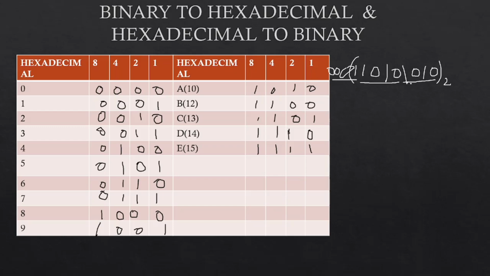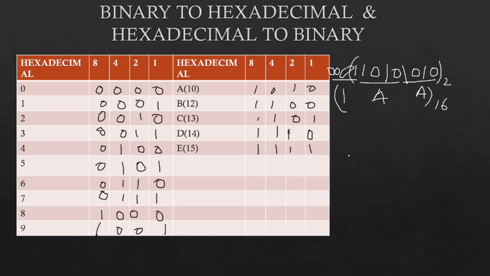Now see here, 1 0 1 0. What is 1 0 1 0? It is nothing but 10. So instead of 10, what will you mention? A you will mention. And here 1 0 1 0 again the same, so you have to mention A here. After that 0 0 0 1, so 0 0 0 1 is nothing but 1. So what is the answer here? 1AA to the base 16 is the answer.